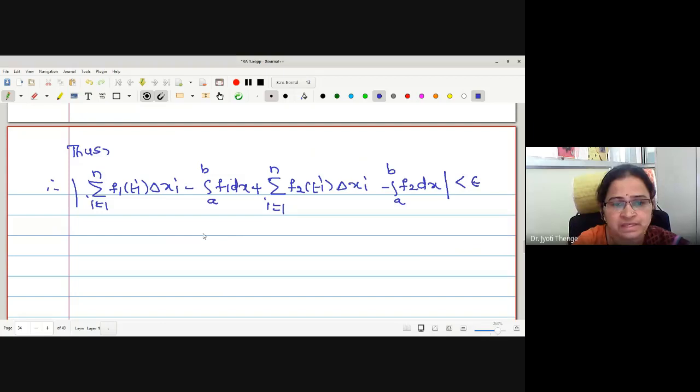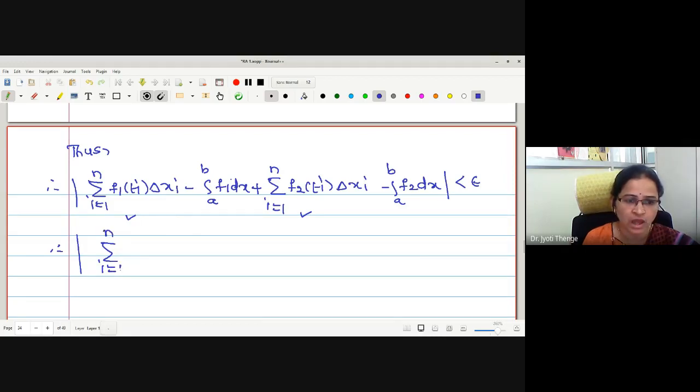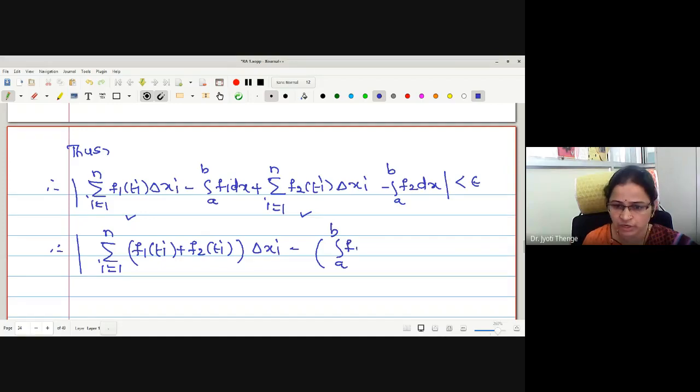Next step, we will combine summations together and integrations together. What will happen if I combine the two summations? I am going to take common summation i equals 1 to n, f1 ti added with f2 ti, into delta xi, minus, let me put both the integrations in one bracket, integration a to b f1 dx added with integration a to b f2 dx, less than epsilon.